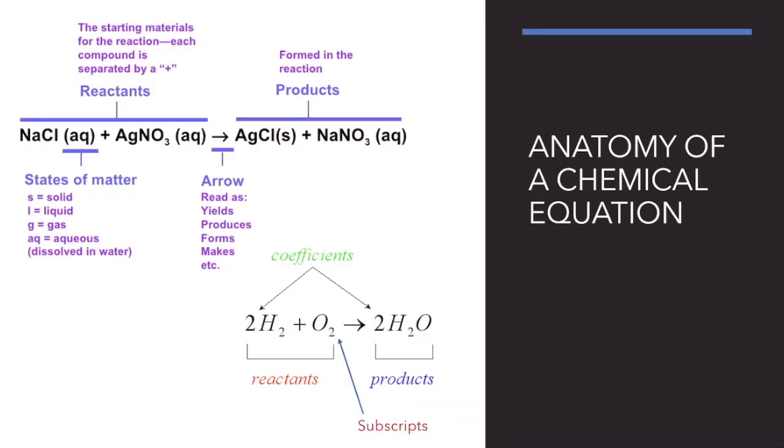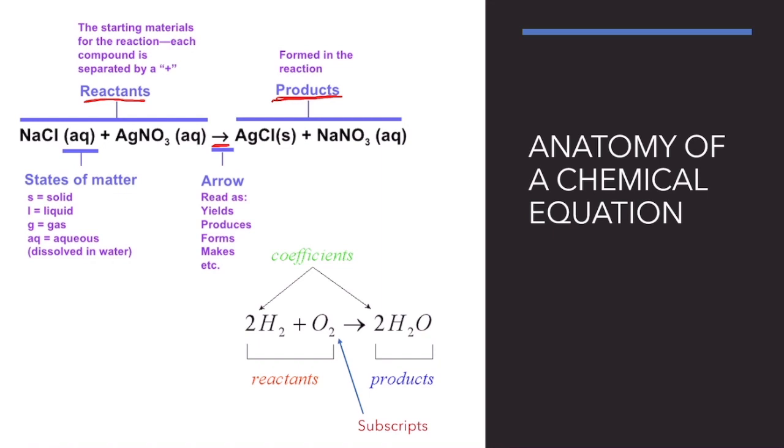All right, so now let's go ahead and take a look at the anatomy of a chemical equation. We've seen some chemical equations before, but we're going to go over the parts of the equation as a whole. So in a chemical equation, we have reactants here on our left side at the beginning, and this is separated from the products by a little arrow here in between, and the products are always going to be on the right side of that arrow. So our reactants are the starting materials for the reaction.